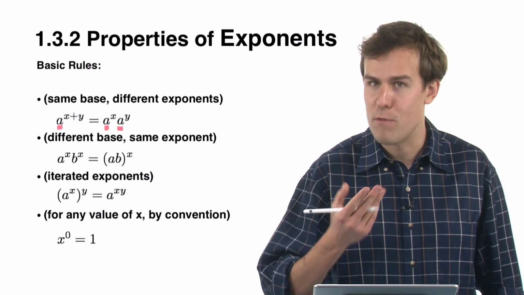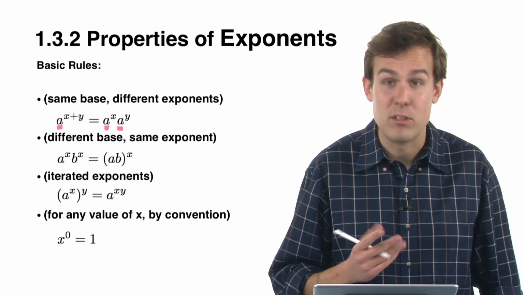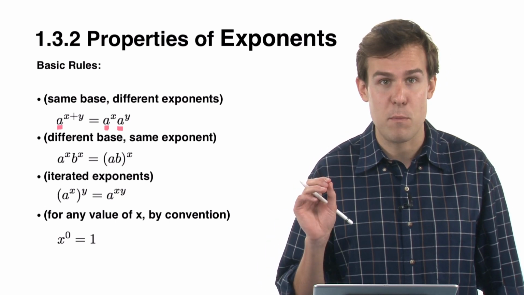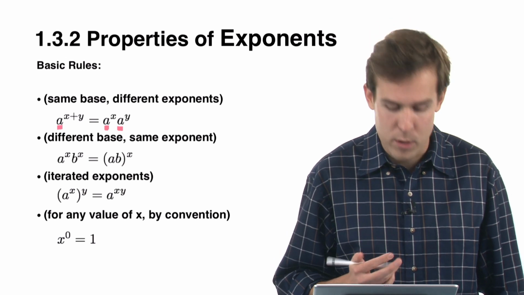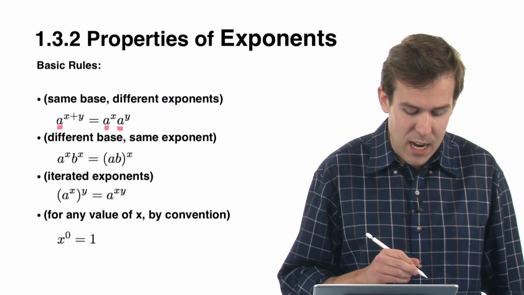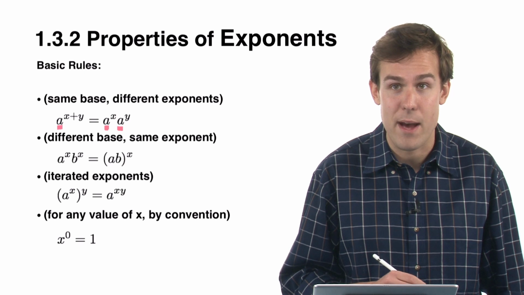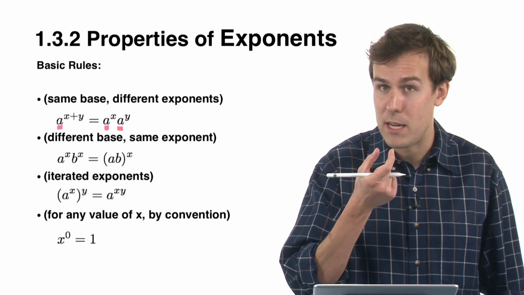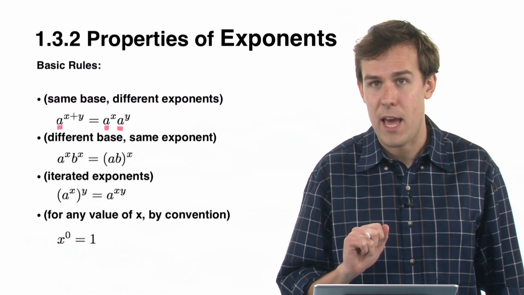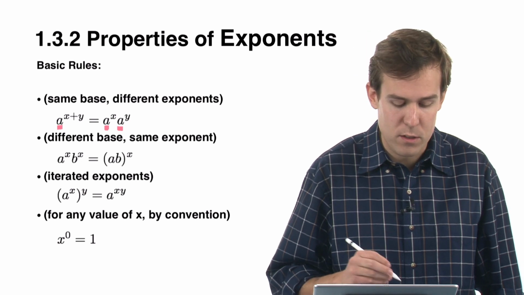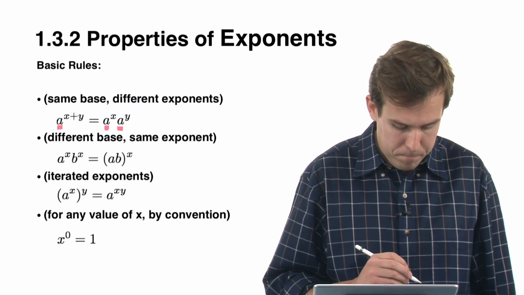Well, I can look at sort of the reverse scenario in which I have different bases but the same exponent, and we can play a similar game. a to the x times b to the x is the same as if you multiply a and b together and then raise it to the x power. Okay, so this is different base, same exponent.